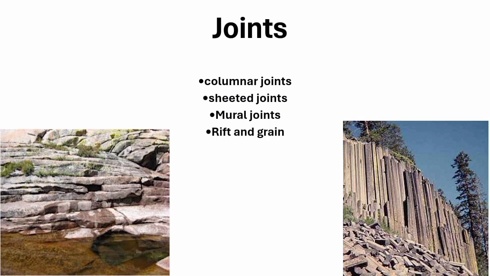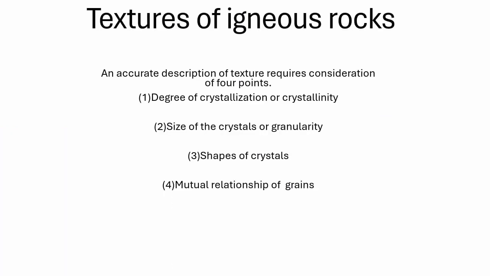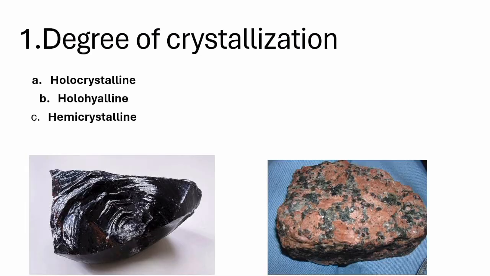We are gonna learn about the textures of igneous rock. Texture of igneous rock describes the size, shape, and mutual relationship between the mineral grains, or that between mineral grains and glassy matter present in the rock. An accurate description of texture requires consideration of four points. They are degree of crystallization, second, size of crystal or granularity, then shape of crystal and mutual relationship of individual grains. In case of degree of crystallization, crystallinity is measured by the ratio between the crystallized and non-crystallized matter.